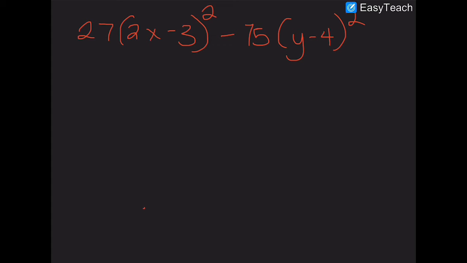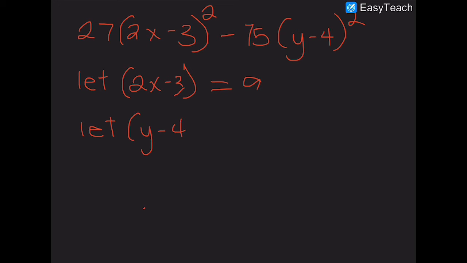So we're going to let 2x minus 3, just that, leaving the squared, equal a. And then we're going to also let y minus 4 equal something else. Let's say b, right? We can't let both of them equal a because then that's just kind of confusing. So we want two different things because both of them are different. So we're going to, again, do the same thing we did for the last one. Replace it.